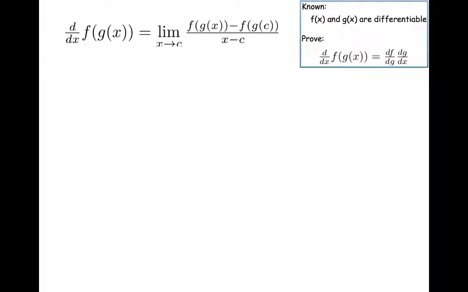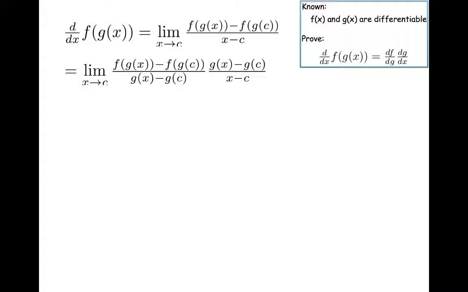Alright, so now we're just going to rephrase this statement, the derivative of f of g of x with respect to x, using the alternate definition of the derivative, which we all know and love so well and may never have learned. But anyway, now that becomes the limit as x approaches c of f of g of x minus f of g of c divided by x minus c, using the alternate definition of the derivative, the whole thing with respect to x.